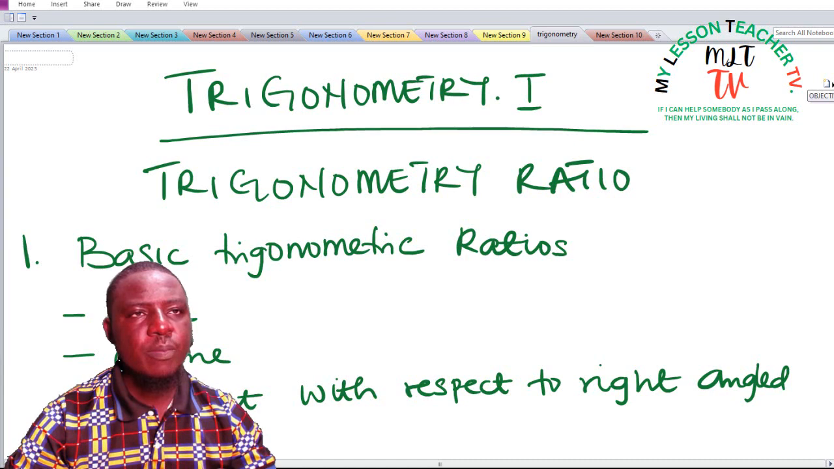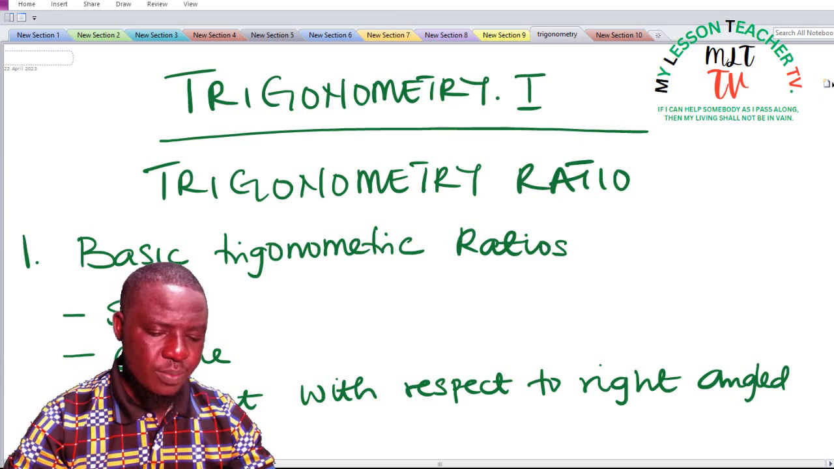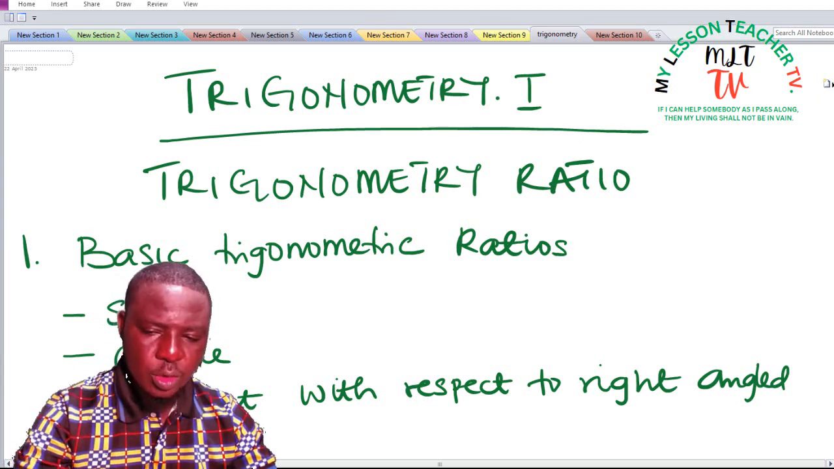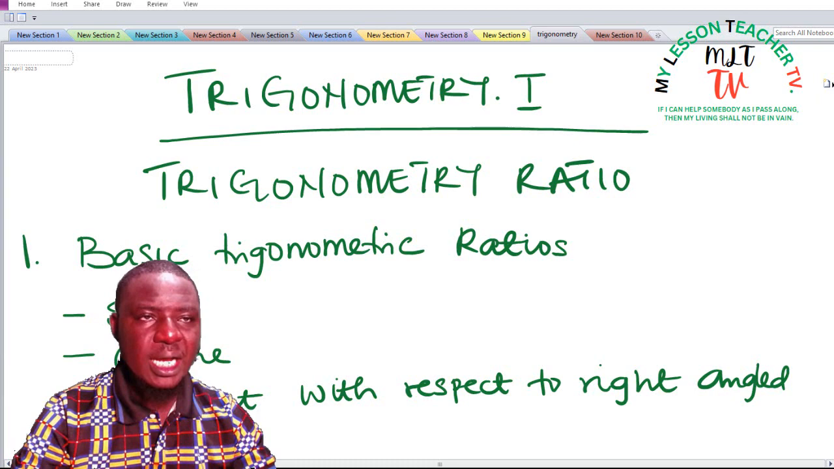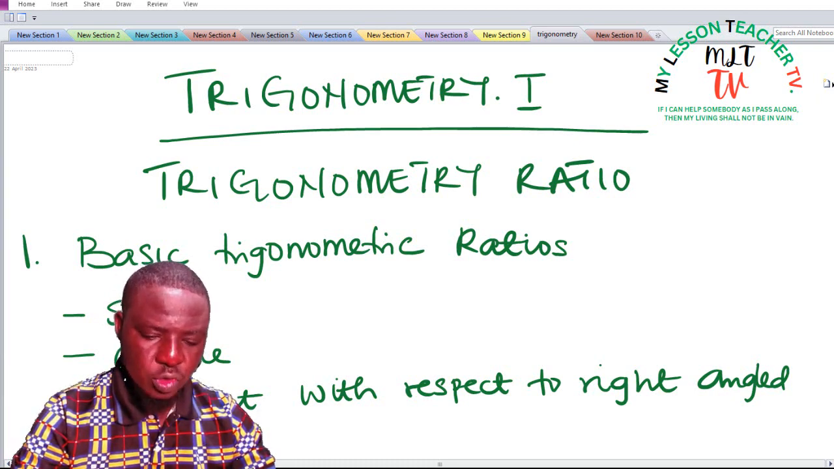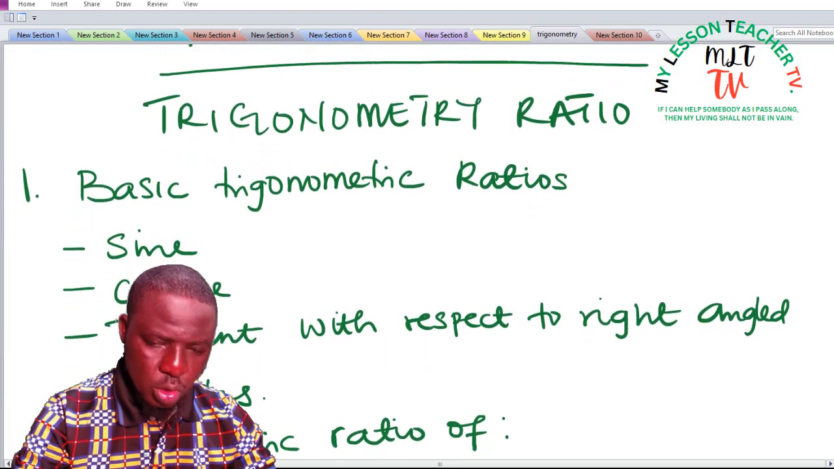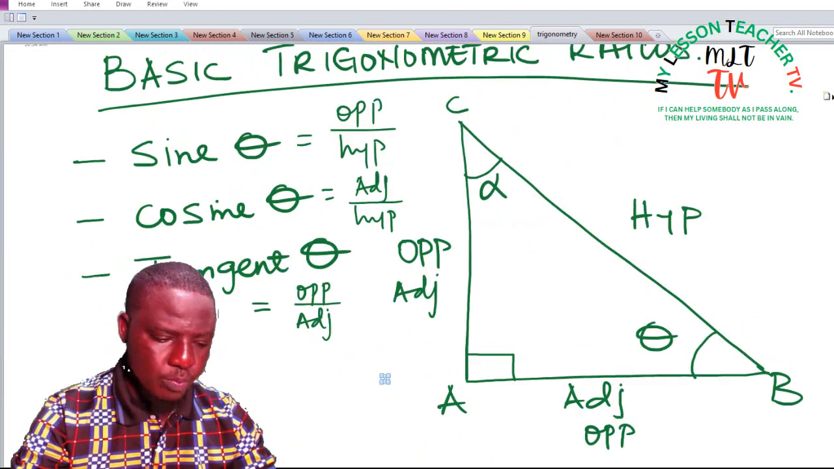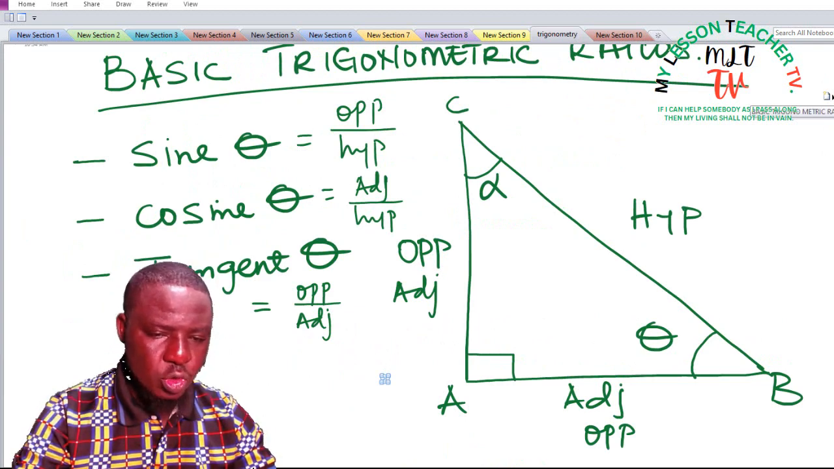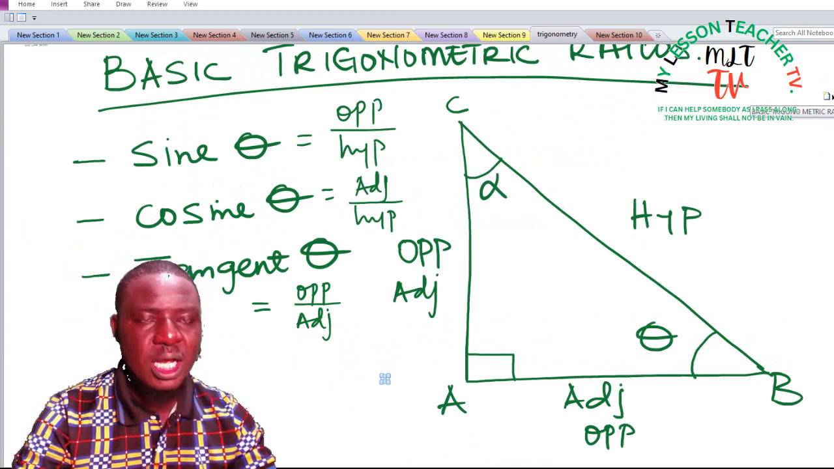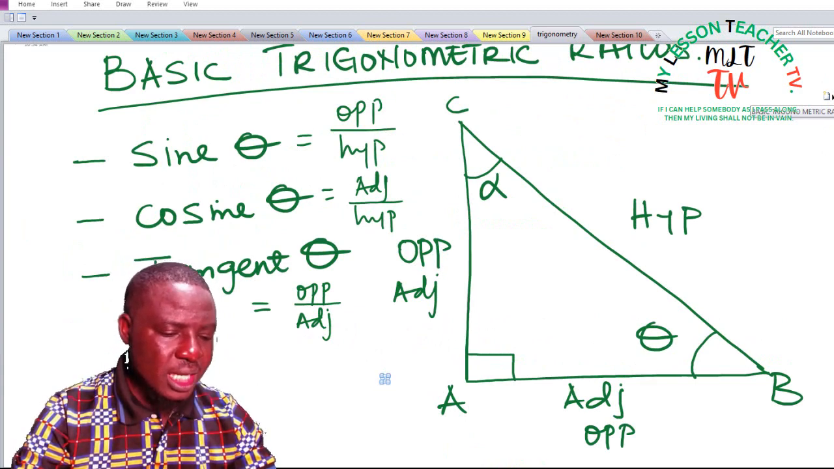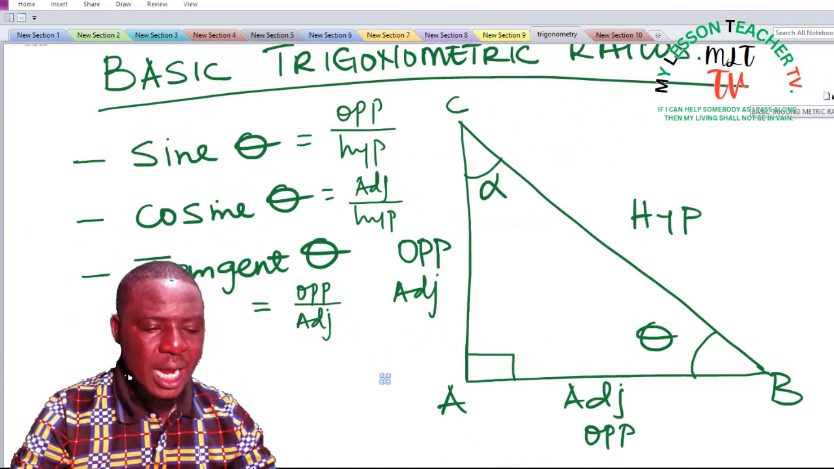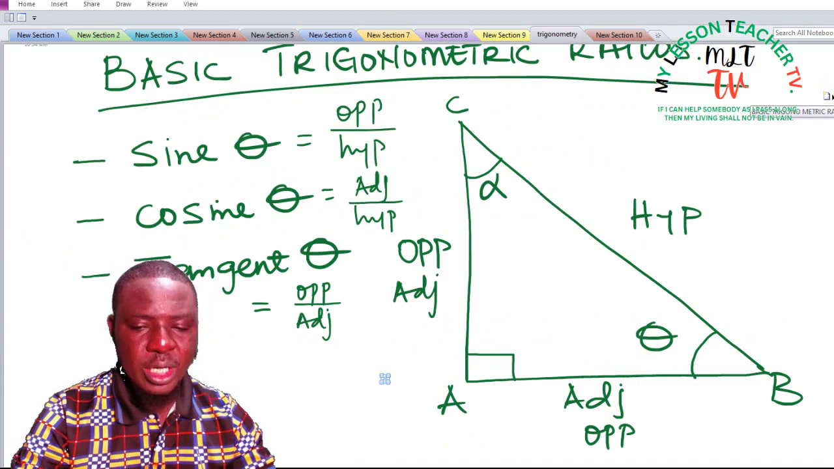Today's class is a continuation of our previous classes on trigonometry. At the last class, we looked at the basic trigonometric ratios, which include the sine, the cosine, and the tangent with respect to a right angle triangle. We solved many examples on trigonometric ratios, where I gave you the basic ratios as sine theta, cos theta, and tangent theta, and I said that sine theta is the relationship between the opposite side and the hypotenuse side, as well as the included angle.